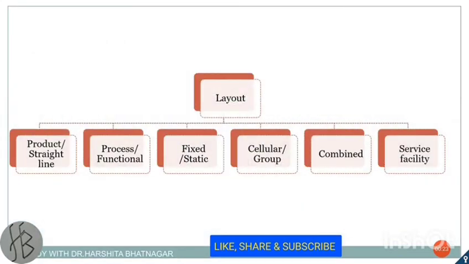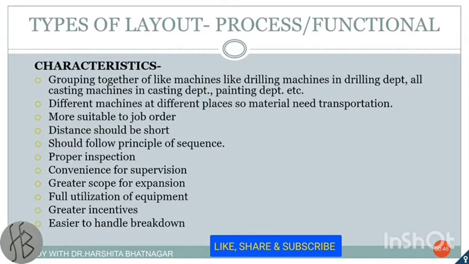There are basically 6 types of layout. Product layout, also known as straight line; process layout, also known as functional layout; fixed layout, also known as static layout; cellular, also known as group layout; combined layout; and service facility layout. So let's start with the process layout.